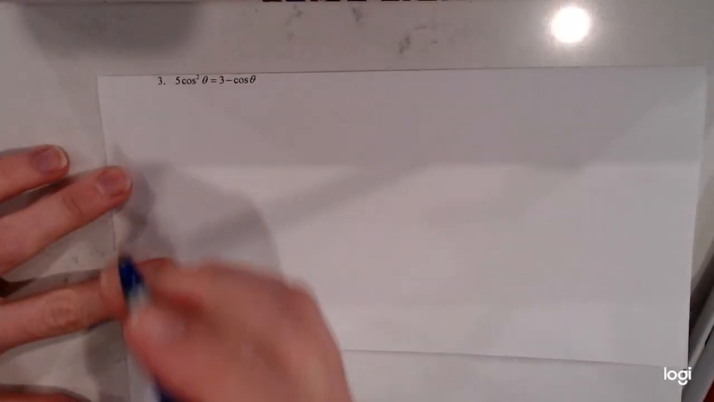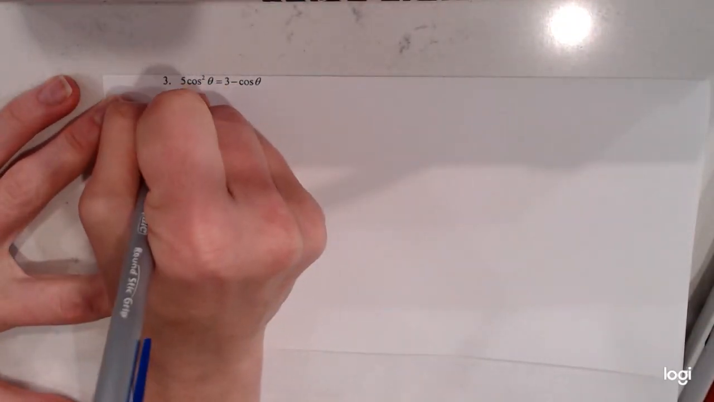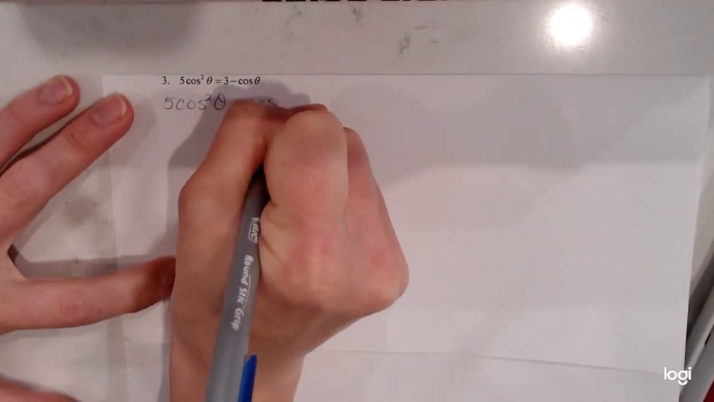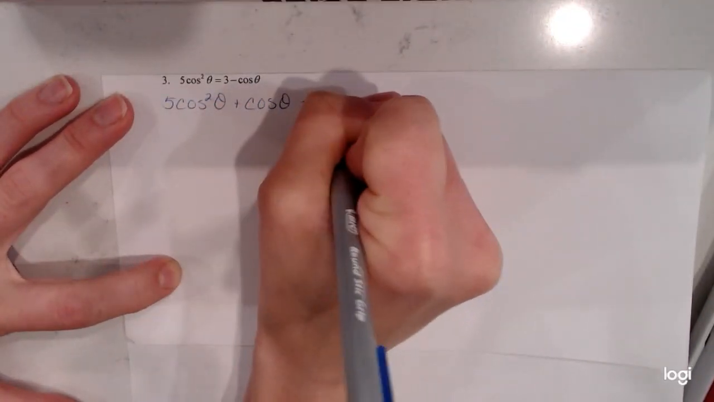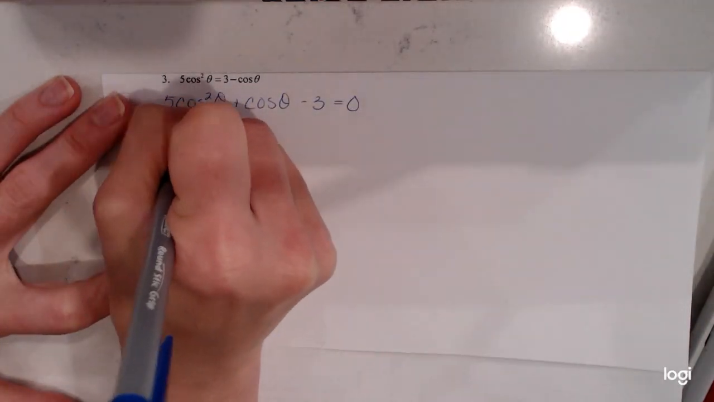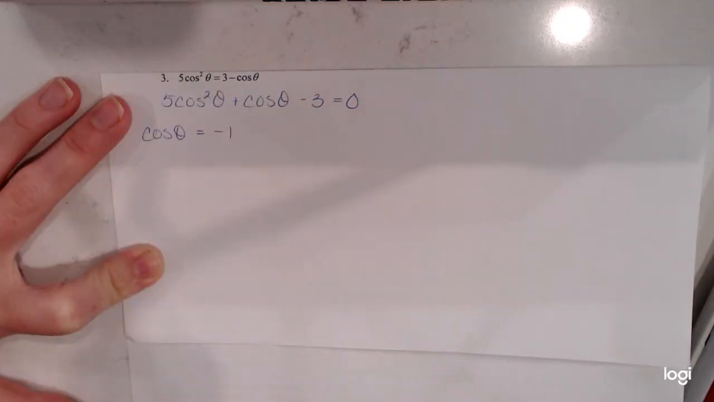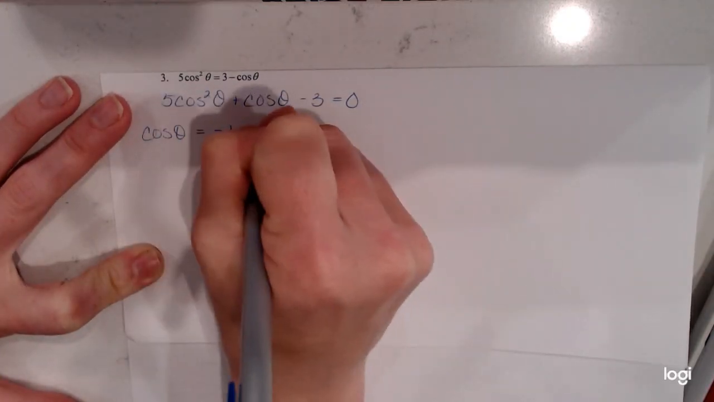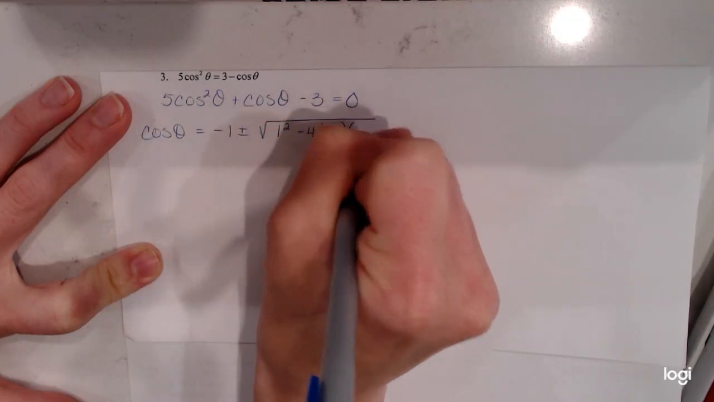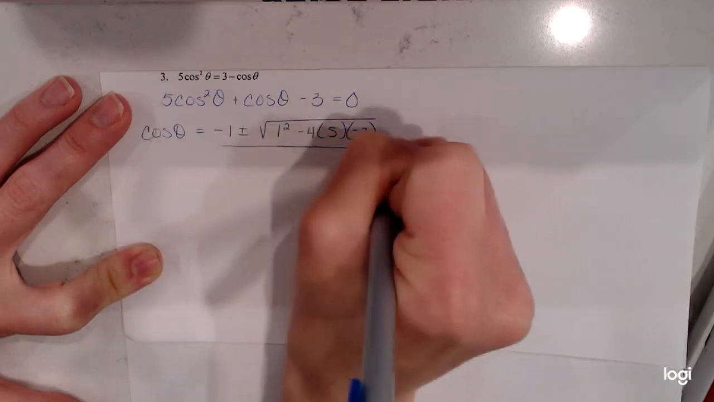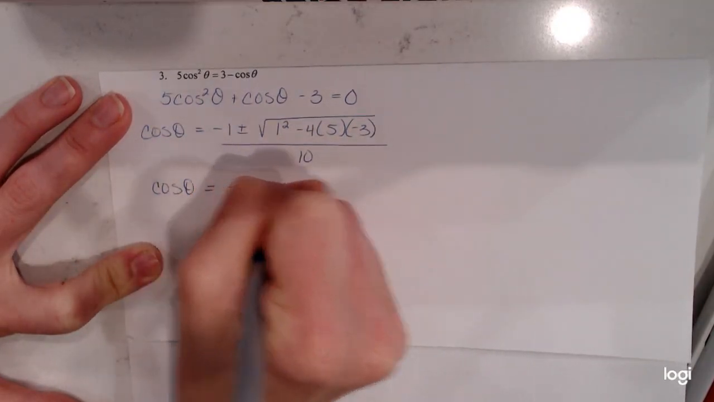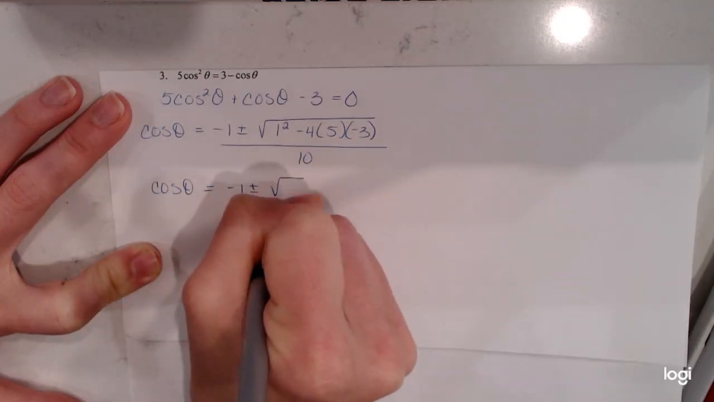Okay. Question number 3. Setting this equal to 0, I'm going to add the cosine to the other side and subtract the 3. So cosine theta equals negative b plus or minus the square root of b squared minus 4AC all over 2a. Let's go ahead into our calculator and find what number is underneath our radical.